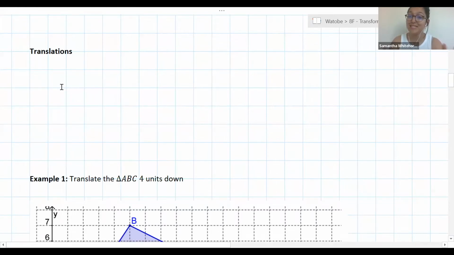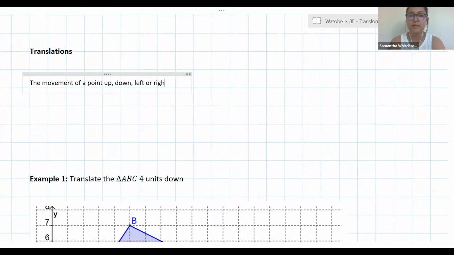I am going to type it because I think it's going to be much neater than me trying to write this out. Basically, a translation is the movement of a shape or a point, I'm going to say a coordinate for now, up, down, left, or right on the Cartesian plane. Basically, it's like a sliding movement.